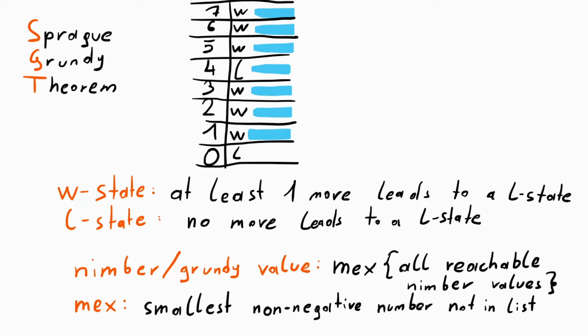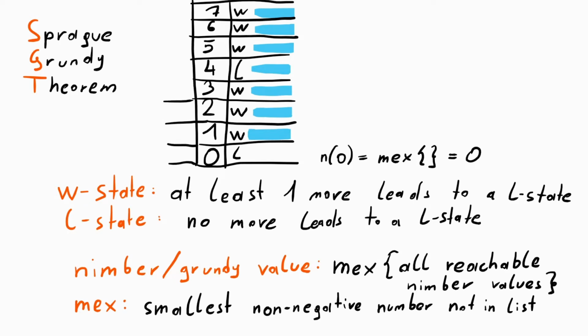So let's quickly compute the nimber values of our game. The nimber value of 0 is the mex of all reachable nimber values. If we only have 0 blocks, then we can't remove any. So we can't do any moves. So this is the mex of the empty list. And the smallest non-negative number that is not in the list is 0.